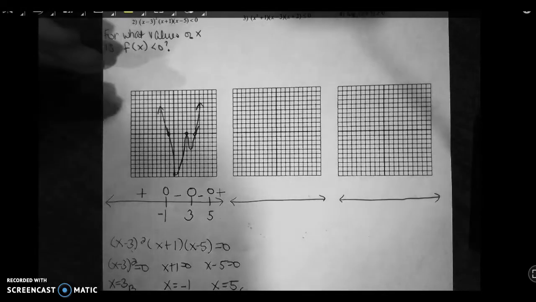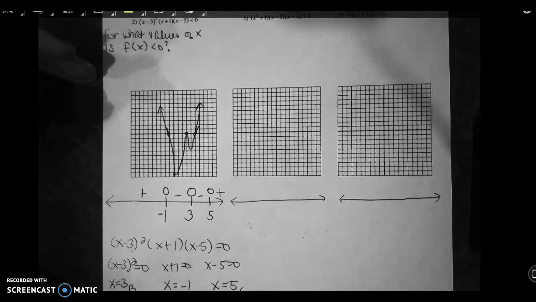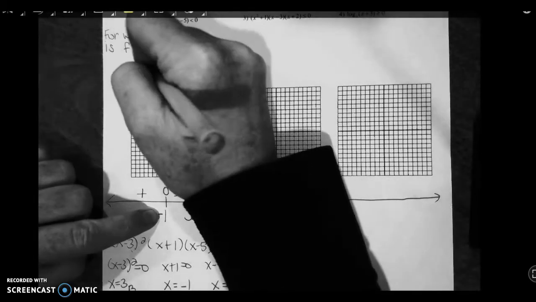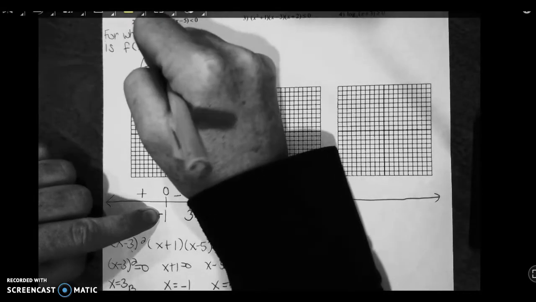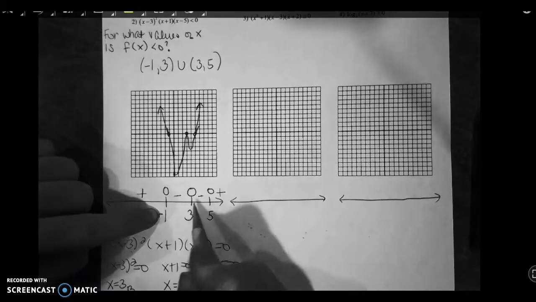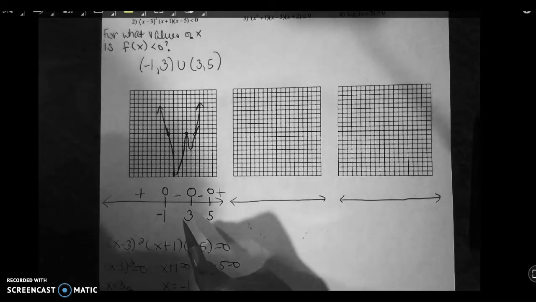So I now can go back and answer my question. It says, for what values of x is f of x less than 0? So I'm going to have parentheses, negative 1 to 3, union 3 to 5. And notice I didn't include 3 here because at 3, it's equal to 0.